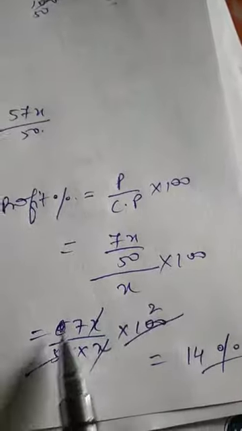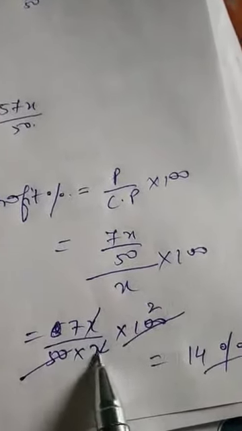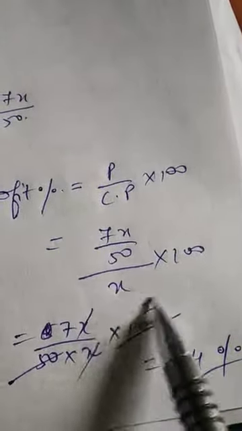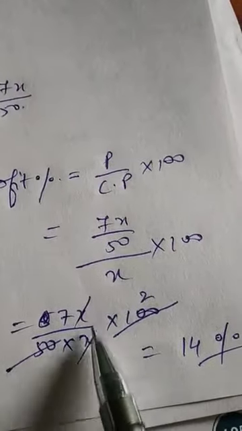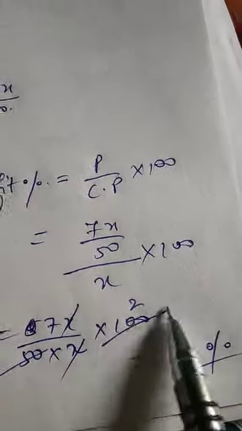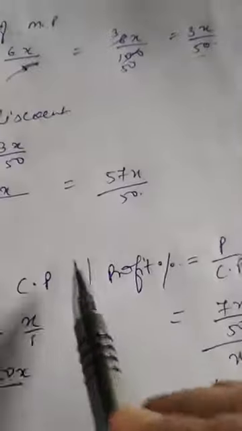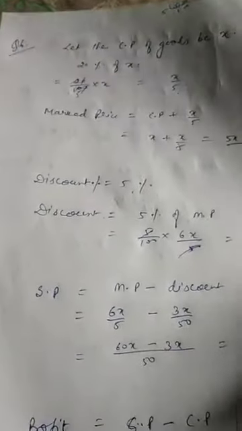So profit is 7X by 50 and cost price we have let as X, into 100. Now 7X by 50 and this X will go down, since it is in the denominator. X will get cancelled. Then 7 by 50 into 100. We can cancel this out. Then 7 into 2 is 14. 14% is the profit percent. This is the way you can solve question number 6.